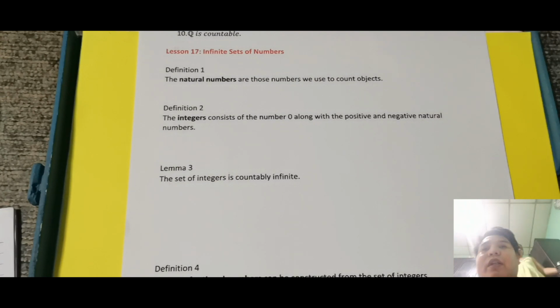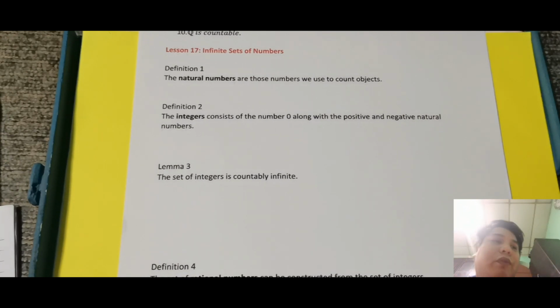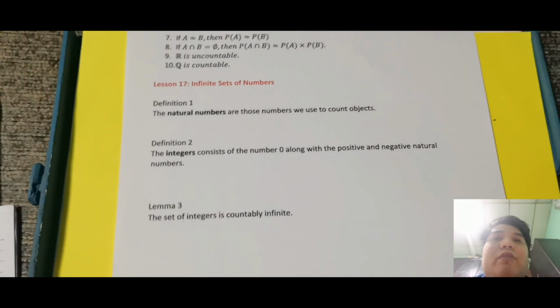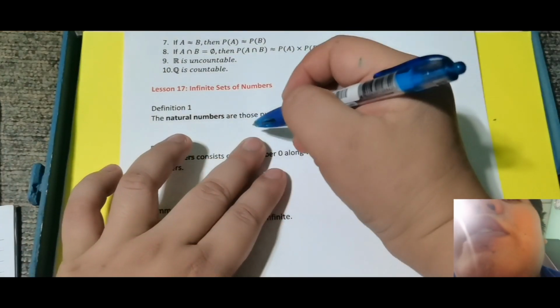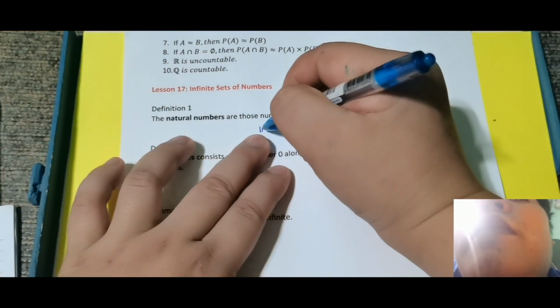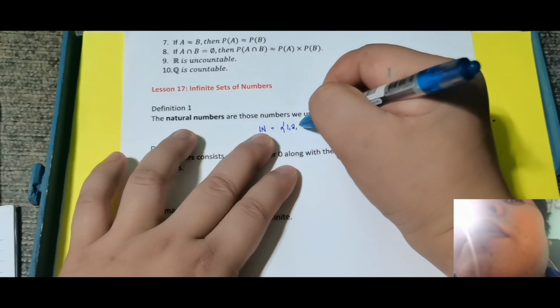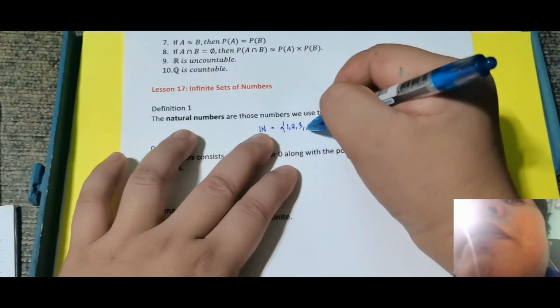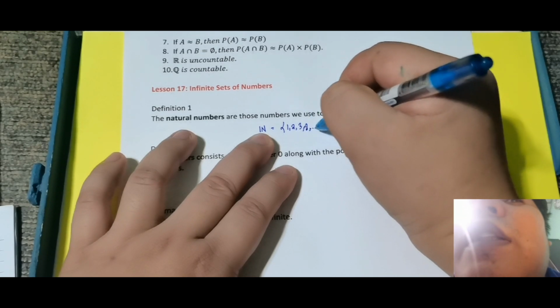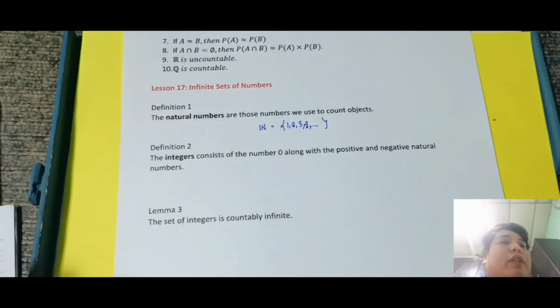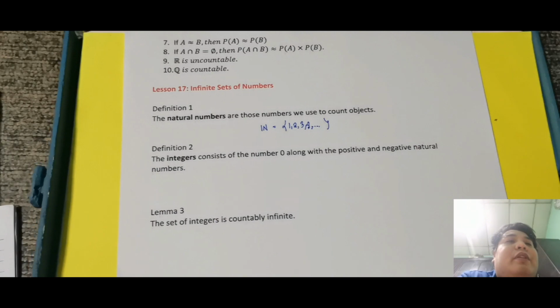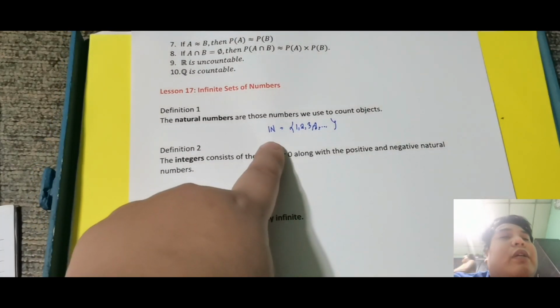Okay, so definition number 1. The natural numbers are those numbers we use to count objects. So aware kayo dyan. So ito yung 1, 2, 3, 4, 5, 6, 7, 8, 9, 10. We usually denote natural numbers with this symbol. This is the set containing 1, 2, 3, 4, dot dot dot and so on. Aware tayo, marami pa yan. So yan yung symbol. Tanda na sa paggawa ng symbol.